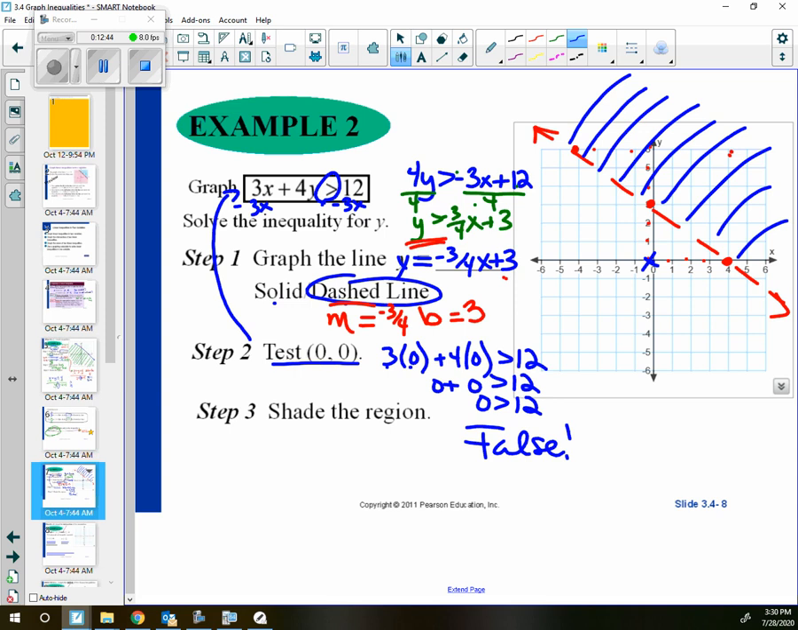Remember, greater than is going to be shaded above. So we have all the points in that region. So if I picked any ordered pair up here and plugged those ordered pair values in for x and y, it'll make it true. So I know that that's going to be a true sentence. All right, so we can graph just single inequalities.